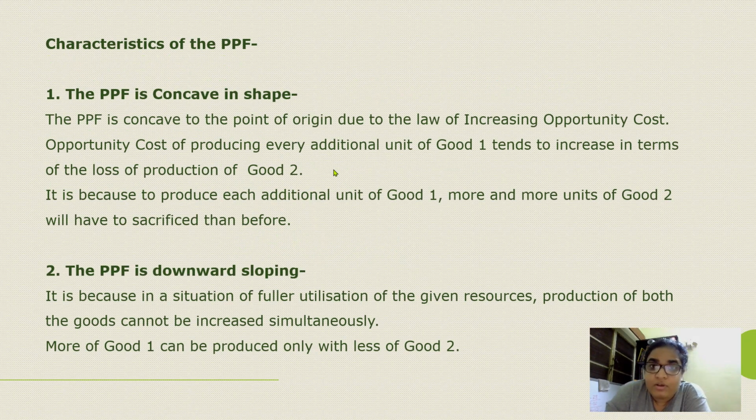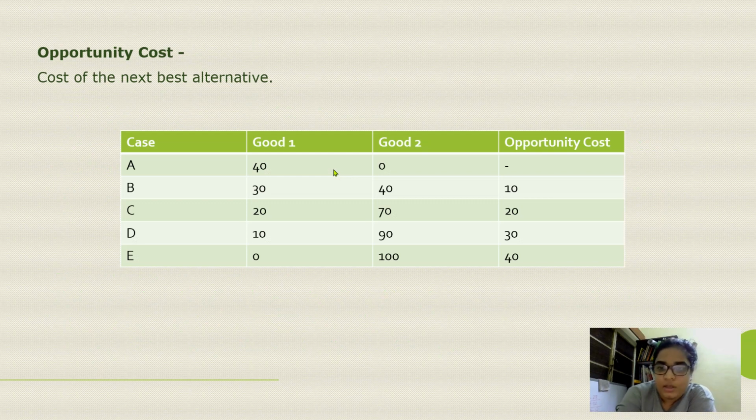The characteristics of a PPF. We saw this before, you remember? I said PPF is concave to the point of origin. Remember, y-axis, x-axis, PPF is concave. Why is that? Because of this thing called increasing opportunity cost. Don't worry, I'll explain. Let's go back. Look at the opportunity cost column. Gradually, it's increasing. Do you see? First, it was 10, then it became 20, then it became 30. It's increasing as we go ahead. Why is it increasing? Because of this law called increasing opportunity cost.